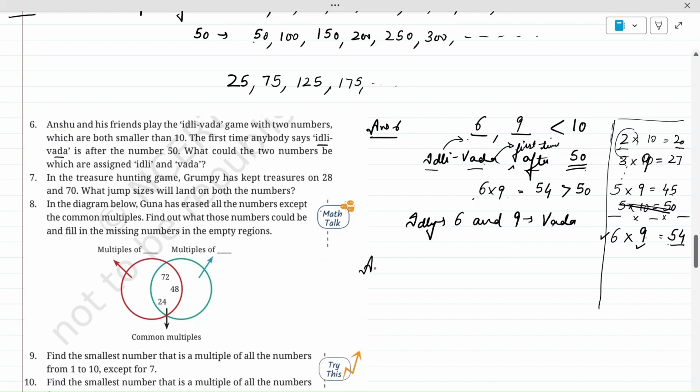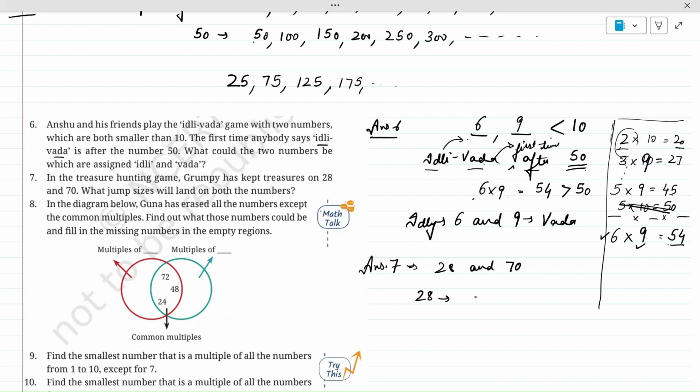Now let's take question number 7. In the treasure hunting game, Grumpy has kept treasures on 28 and 70. What jump size will land on both the numbers? So kids, this is easy. We will take 28 and 70, and to find their jump size, we look at their common factors. Let us do this quickly.